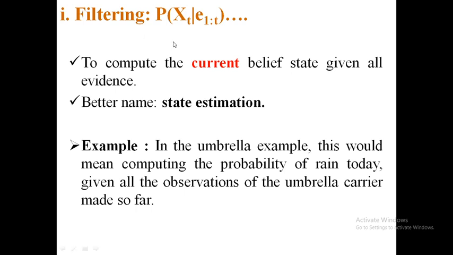If you see the formula, the X variable, which is a random variable, is going to depend upon the evidence from 1 to t, up to the current time only. Don't bother about the future, right? From the first day till now.